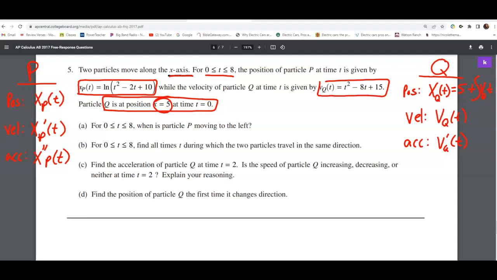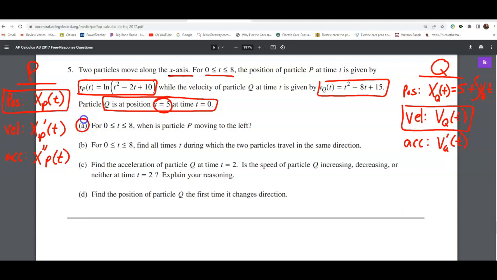Okay, so that's probably a good place to start, is being aware of these things. So we have two particles, particle P and Q. They gave us different things. For this one, we have the position given. And for Q, we have this one given. And then I've shown you how you can find the velocity and acceleration of each one. Okay? So I haven't even solved any problems yet, but I think that's a good place to start.